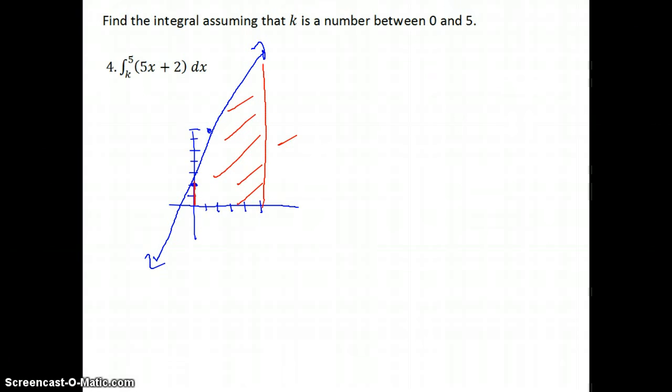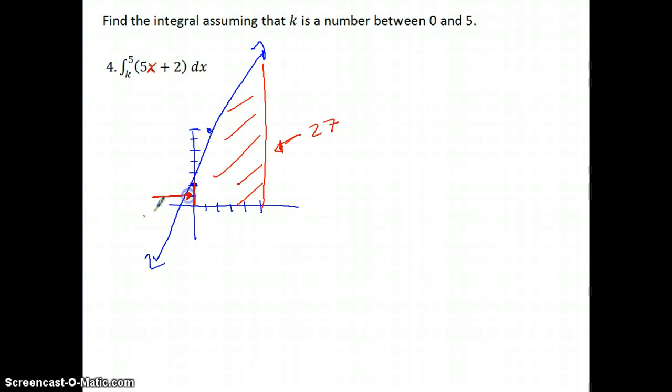So what I want to do is use the area of a trapezoid to find the area from k to 5 for 5x plus 2. I know that this base right here is found when I plug in 5. 5 times 5 plus 2 is going to give me a 27.